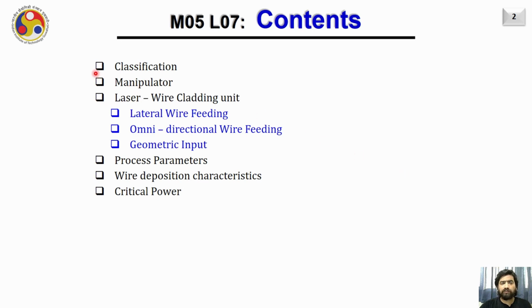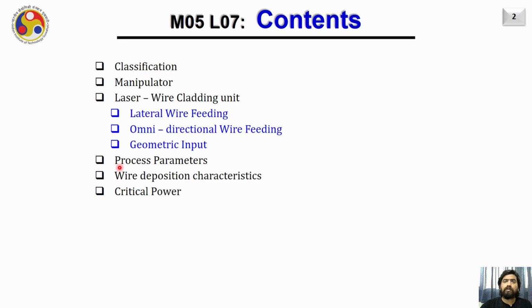We shall start with the classification of the wire beam based additive manufacturing system when laser is used as an energy source. Then we shall discuss about the manipulators popularly used to handle such wire feeding based cladding units like the robot based systems and the CNC based systems. Then we shall discuss about the laser wire cladding unit particularly and the two most popular type of system where the wire is typically fed from the lateral side or the wire is fed omnidirectionally into the molten pool.